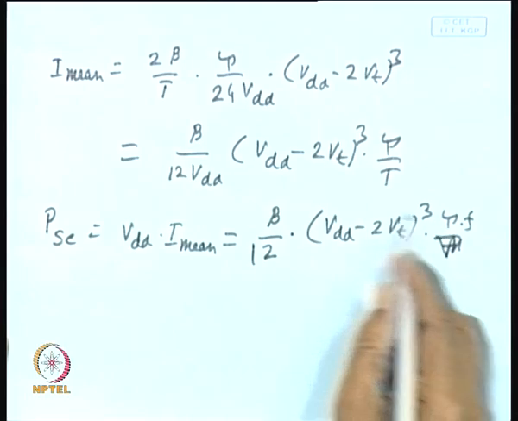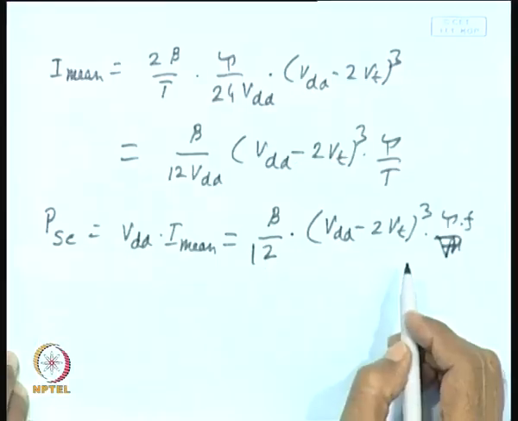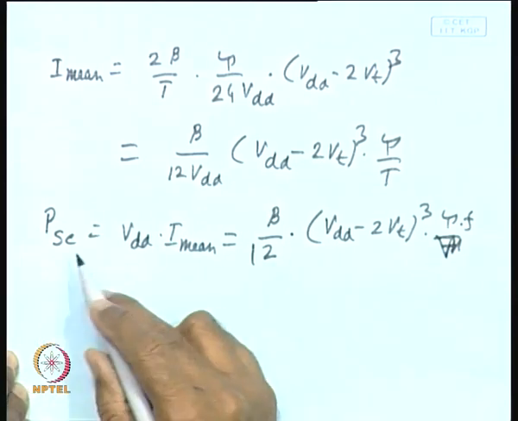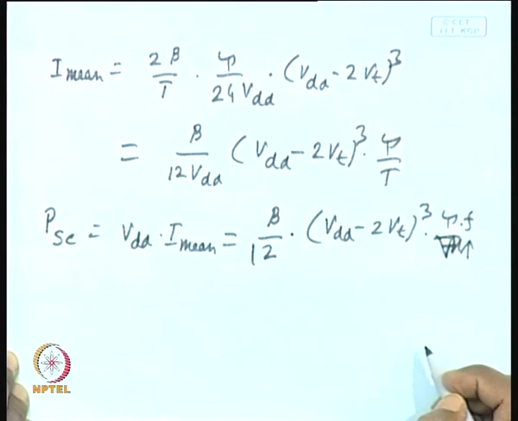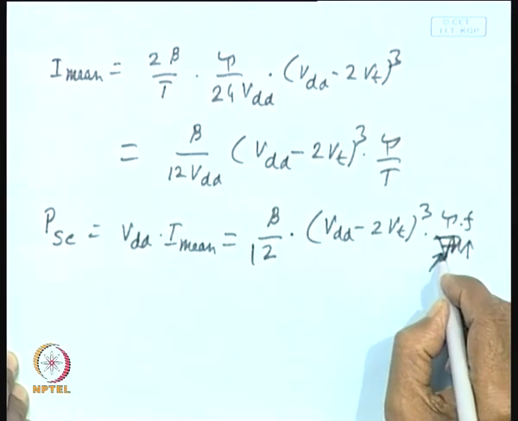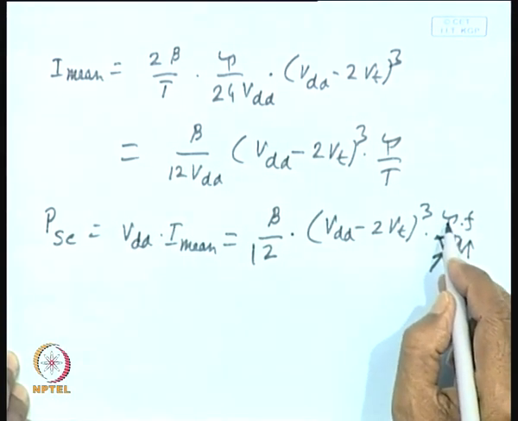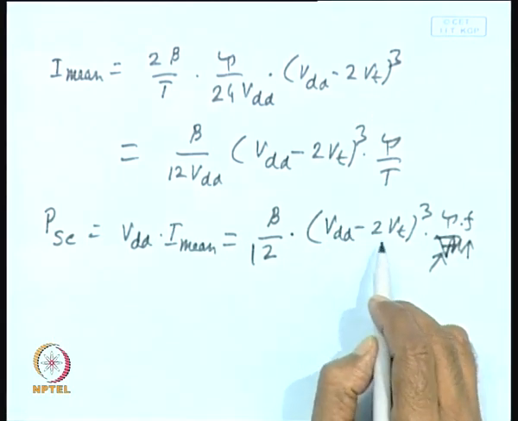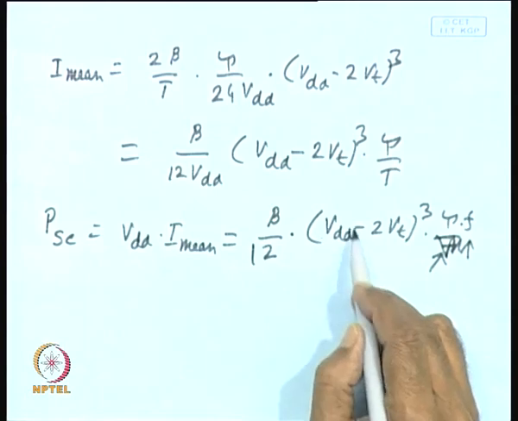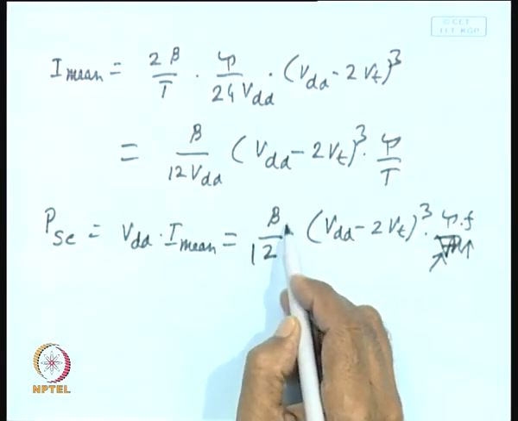So, what does this expression tell us? This expression tells us that the short circuit power dissipation is proportional to the frequency of operation F. It is proportional to the rise and fall time, that is the transition time. It is proportional to VDD minus 2 VT cube. It is dependent on the supply voltage, and also it is dependent on beta.